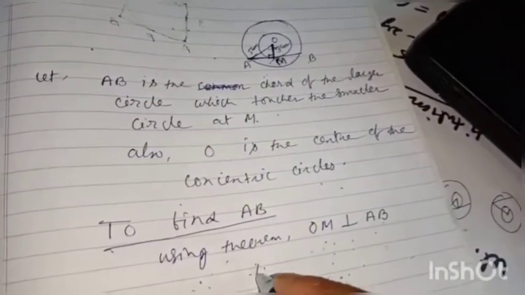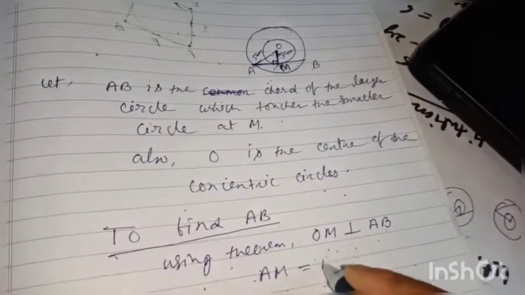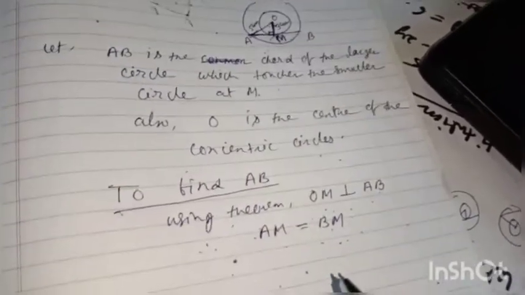Therefore, what you can write? AM is equal to what? BM. Understood? Okay.